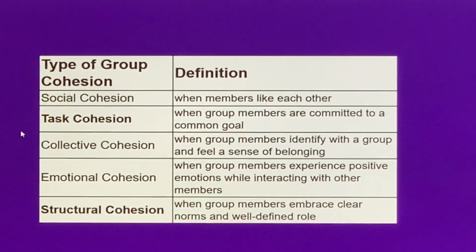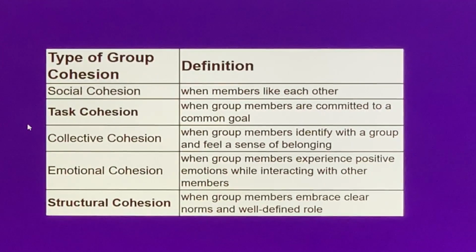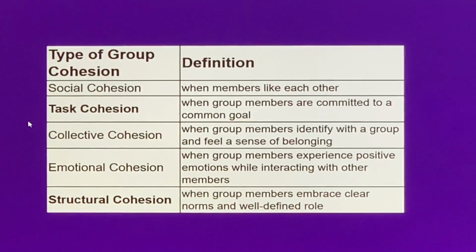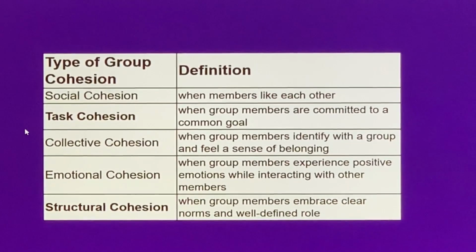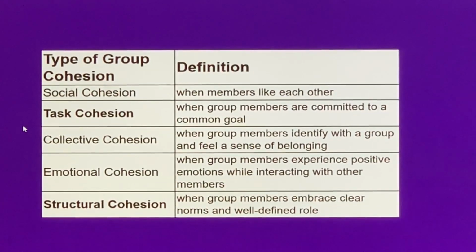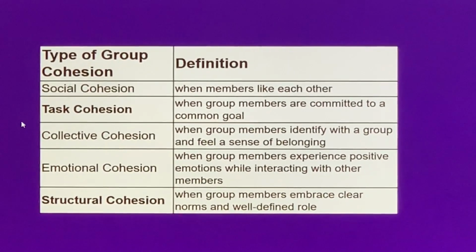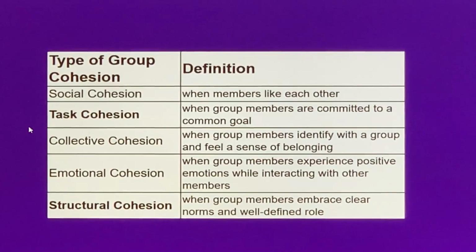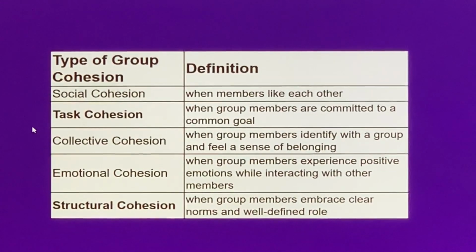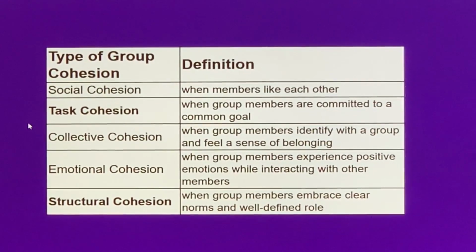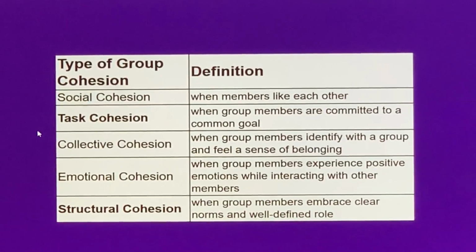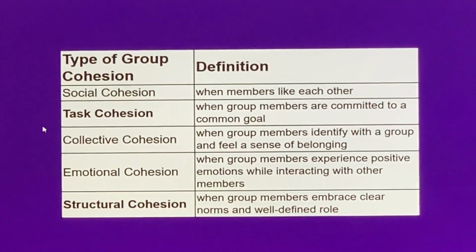As you can see, when it comes to group cohesion, there are multiple types, from social to emotional to structural. There are more than that, but the 2 best from the football team standpoint would be task and structural. Task cohesion is when group members are committed to a common goal. Structural is when group members embrace clear norms and well-defined roles.